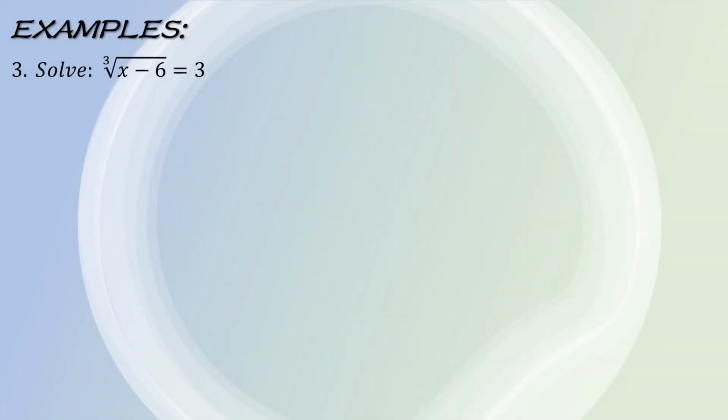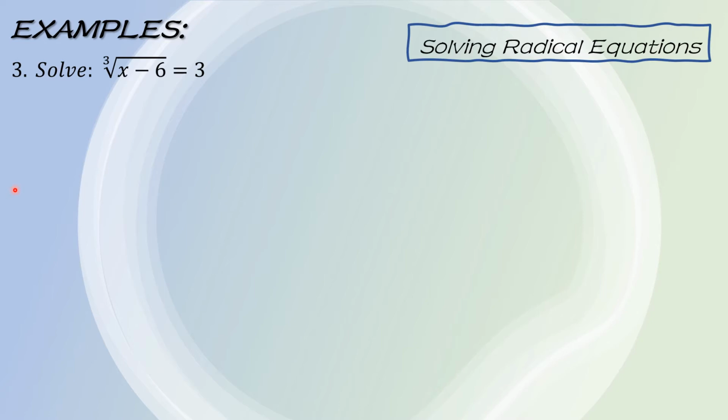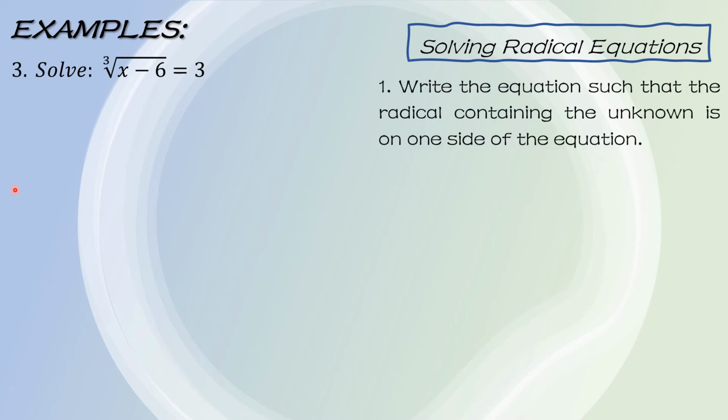Third example, solve cube root of x minus 6 equals 3. So, kung kanina, puro square root yung ating halimbawa, so dito naman, meron tayong index which is 3 or cube root. So, let us now follow the steps. Write the equation such that the radical containing the unknown is on one side of the equation. So, i-rewrite lang natin since natira na sa left side ang may radical sign.